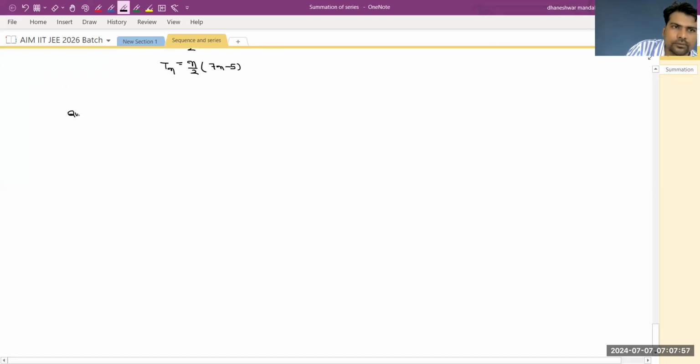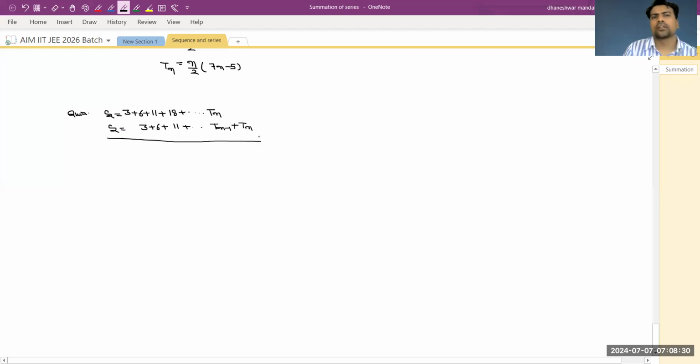Next question is: 3 is there, 6 is there, 11 is there, and again we have 18, and so on. So this is the sum. Just take T of n somewhere, and again write 3, 6, and again 11. So here we have T of n minus 1, and T of n is there. If in any question you find that the terms are not in AP, GP, or HP, then the question will be solved by the method of difference.